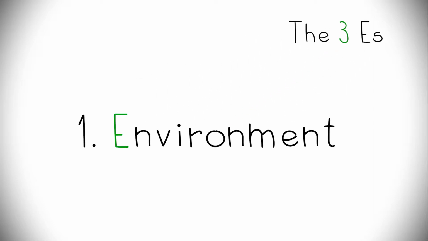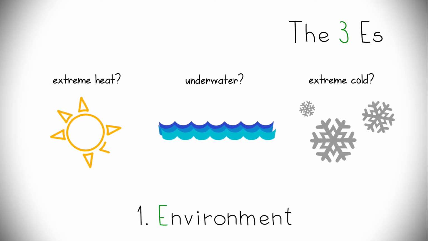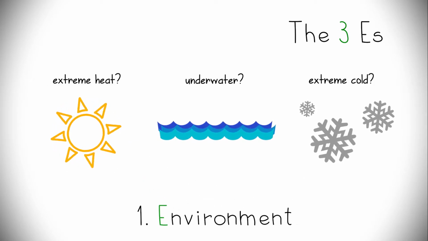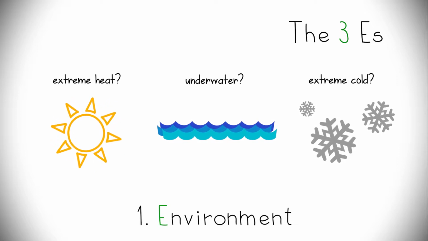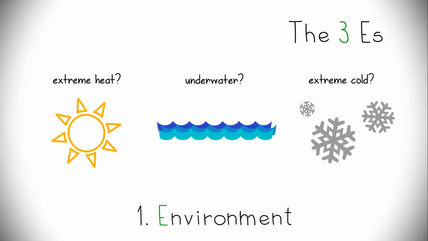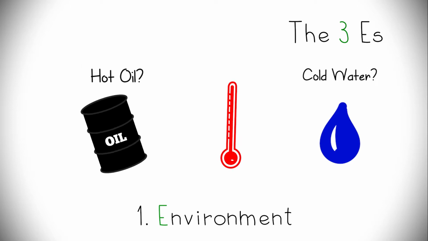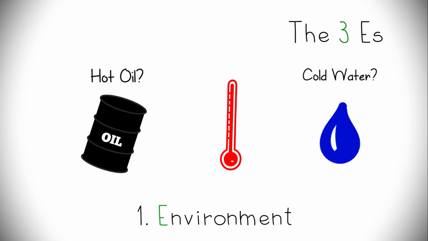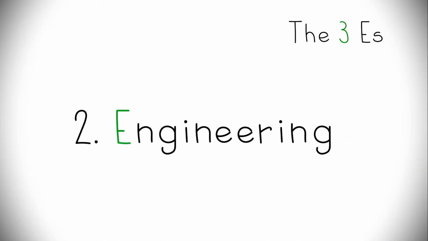The first E is environment. In what kind of environment will the application be used? It is important to know where the non-metallic material is being used and under what conditions. Such conditions may include the types of fluids that the material has to carry and the temperature at which it must perform. The second E is engineering.